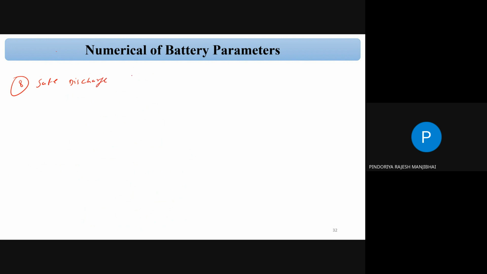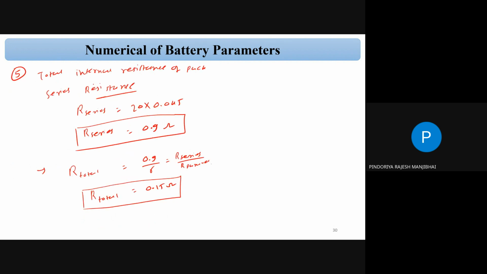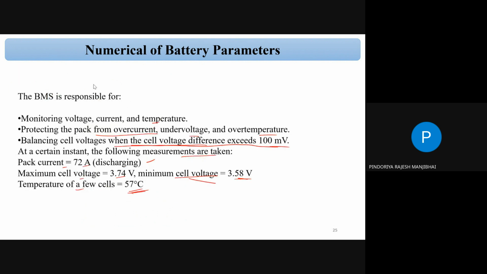Safe discharge current check. Yes. Any comments for this question? So that 2C and 3C is given. So here is given somewhere question.